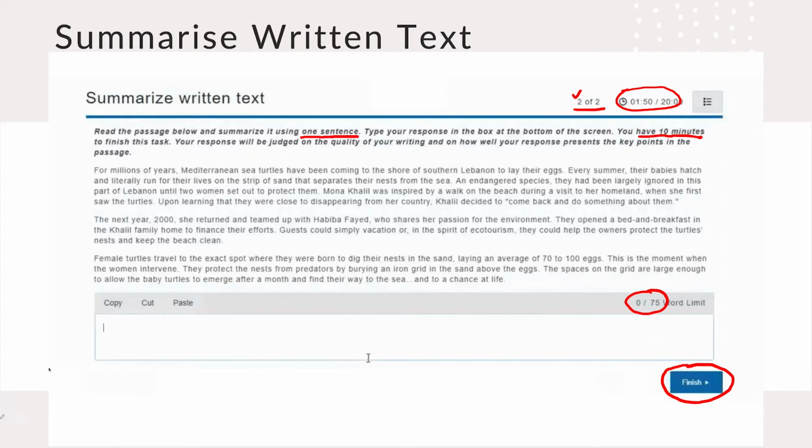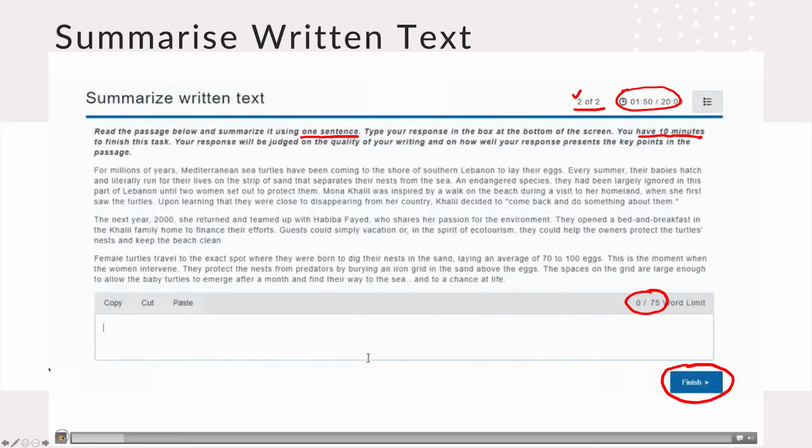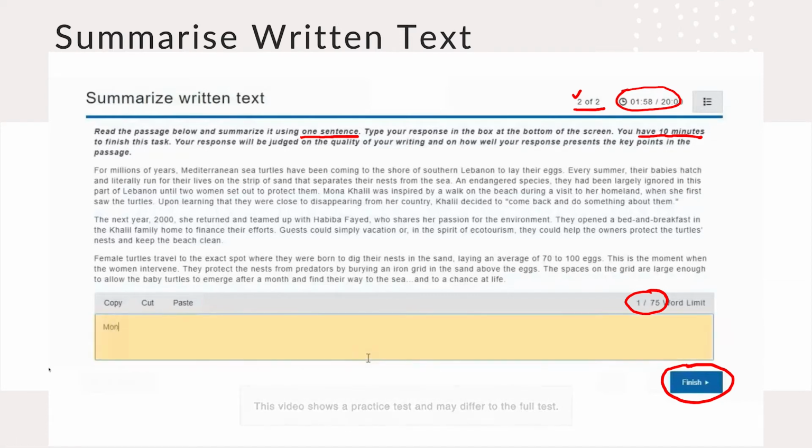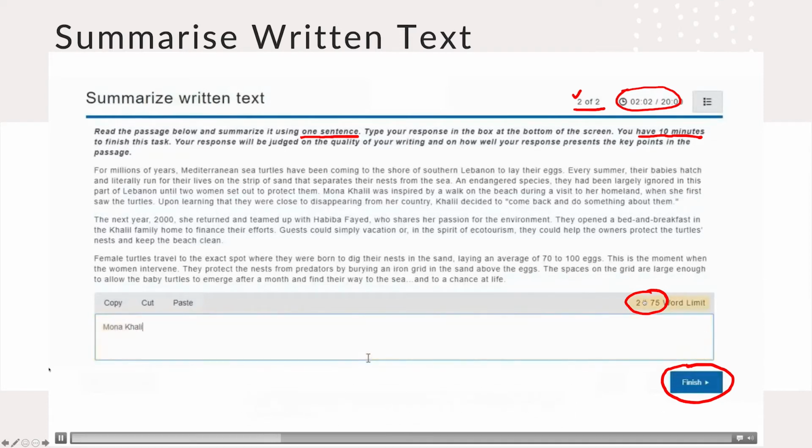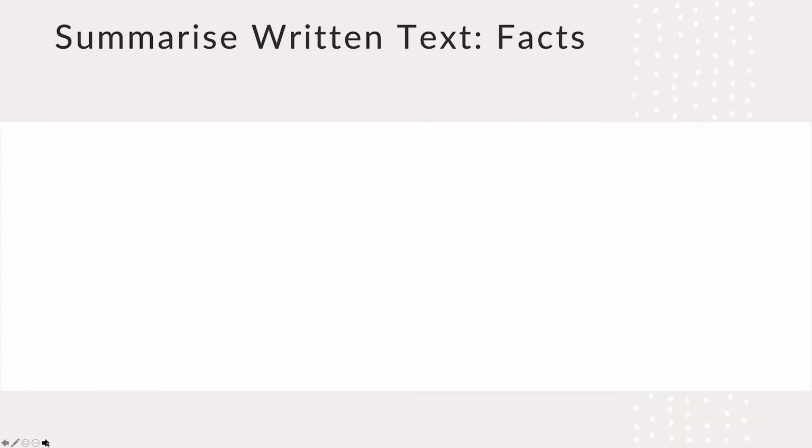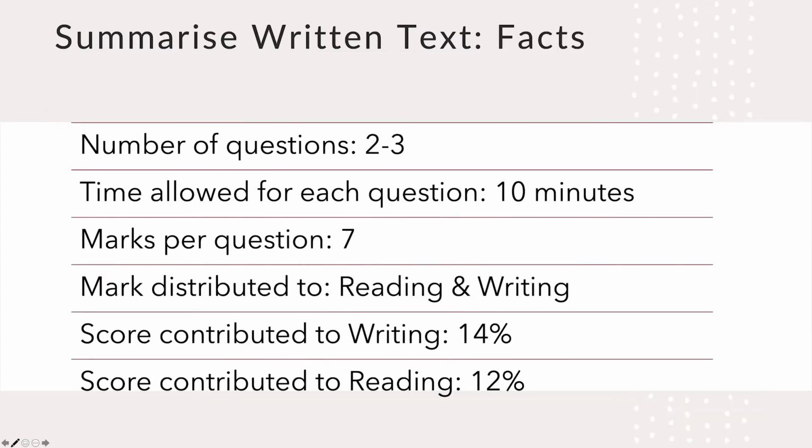Now, if we play this video to the end, as you can see, when the examinee is typing, the word count is being illuminated here. That means words will be automatically counted, and you can see time is automatically going forward. Now, if we go to the next screen, we'll find out some quick facts about PTE summary writing.